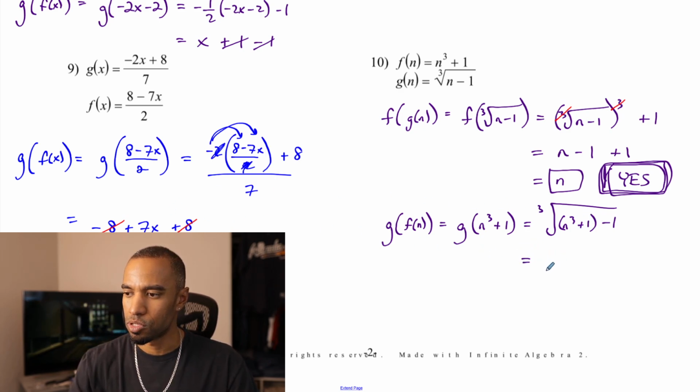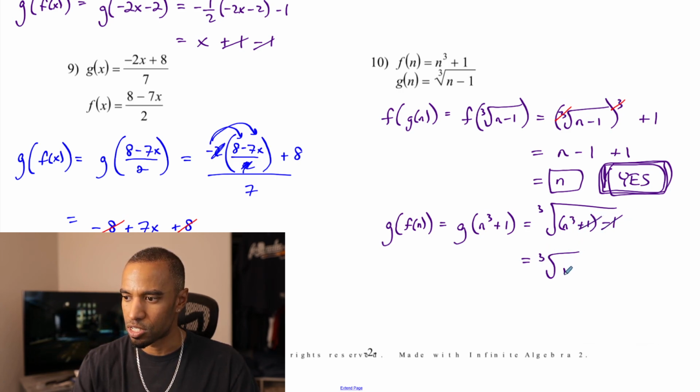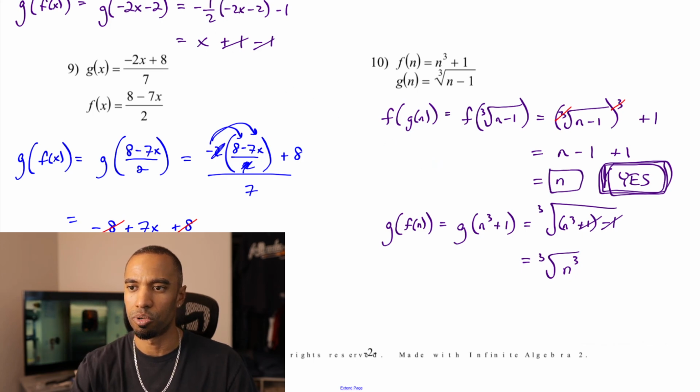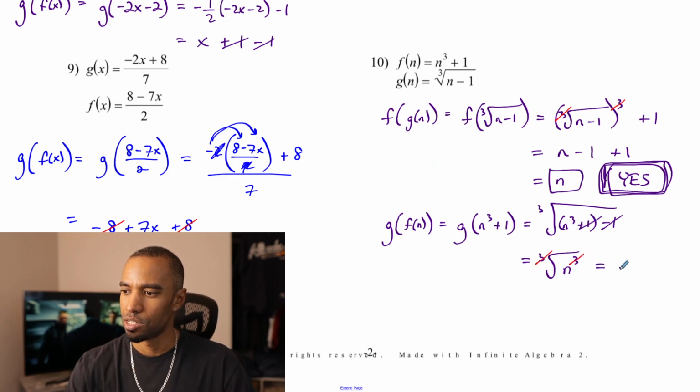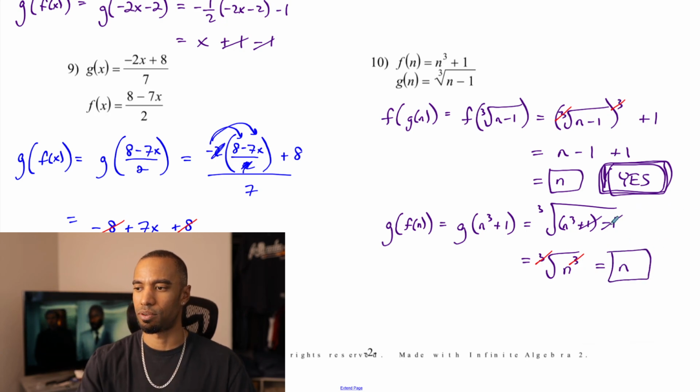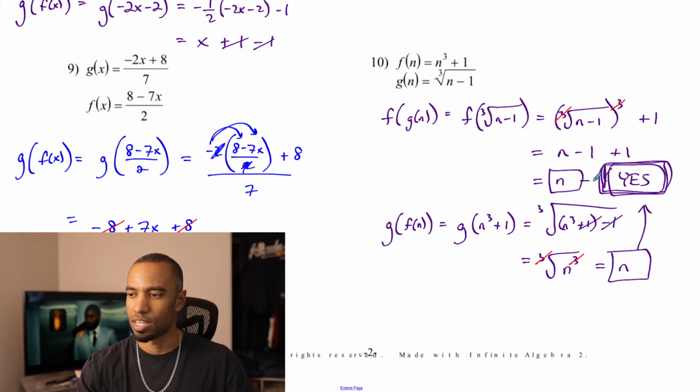So that becomes the cube root. So those are gone. So that becomes the cube root of just n cubed. You know what the cube root of n cubed is? Just n. Just n. All that cancels out there. So that's a yes. That's a yes. That one works as well.